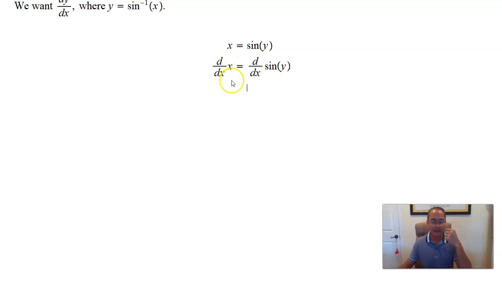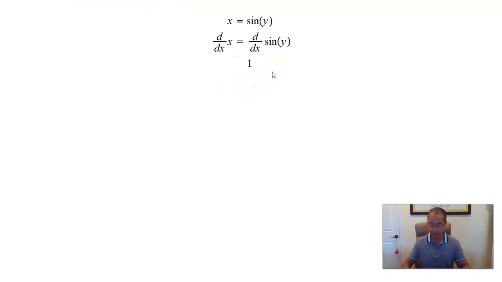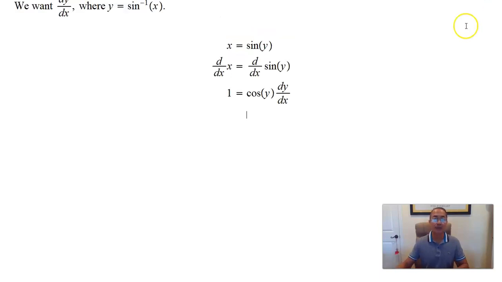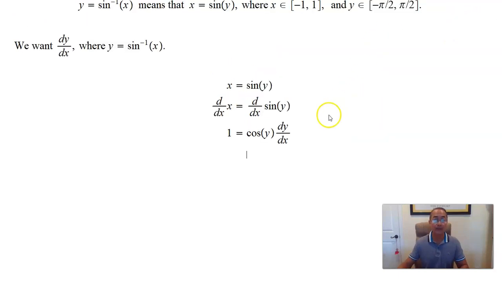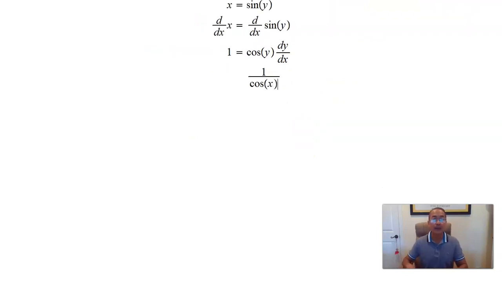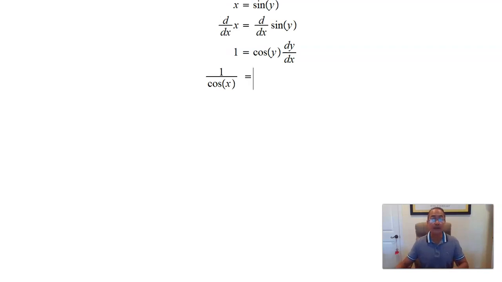Okay, so the left side is easy. The derivative of x is simply 1. But on the right, the derivative of sine is cosine, so we get cosine of y, but by the chain rule, we have to multiply by dy/dx. Okay, so if we want dy/dx, we need to isolate it. We have to put cosine y on the left side. So we are going to get on the left 1 over cosine of y, and on the right we are going to get dy/dx by itself, which is what we want.